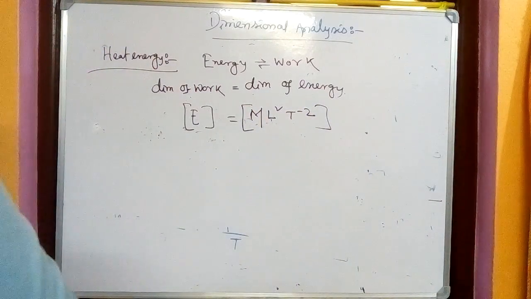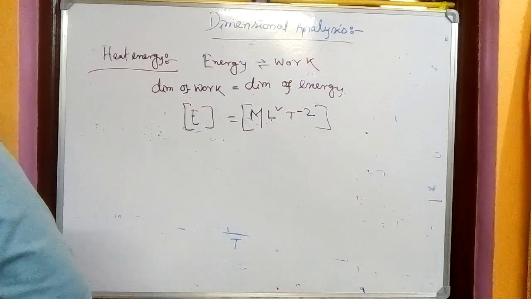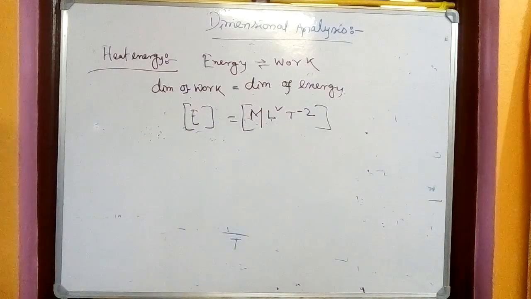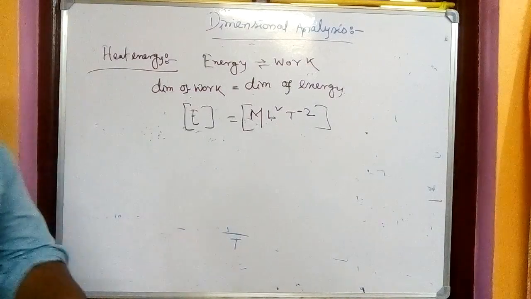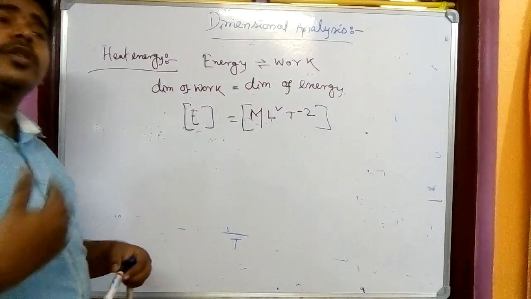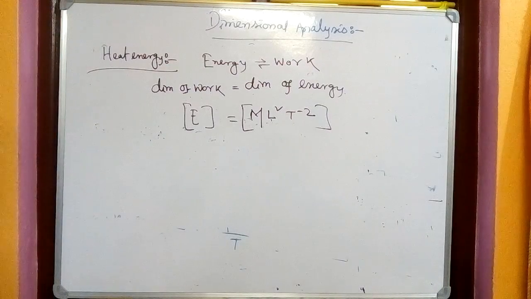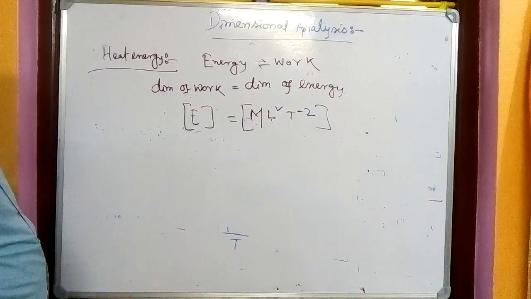See, whenever we are talking about the dimension, we have to put it in square brackets. That is needed. In some books you can see it is written in brackets, in some books it is not written. No problem, we have to write it down. This is the dimension of heat energy.